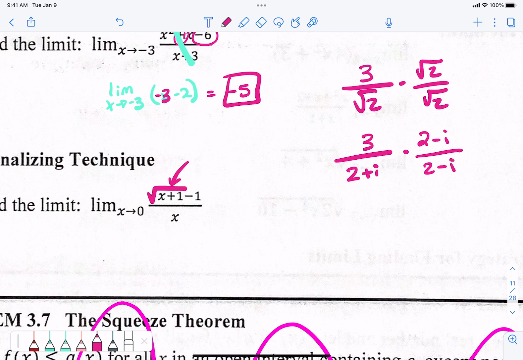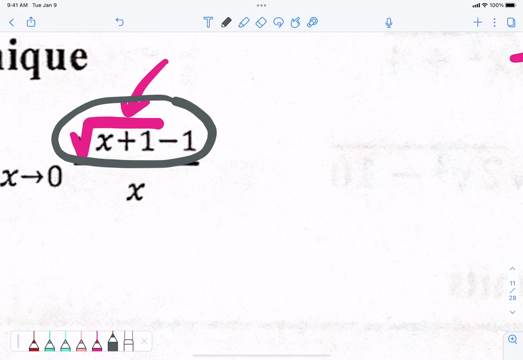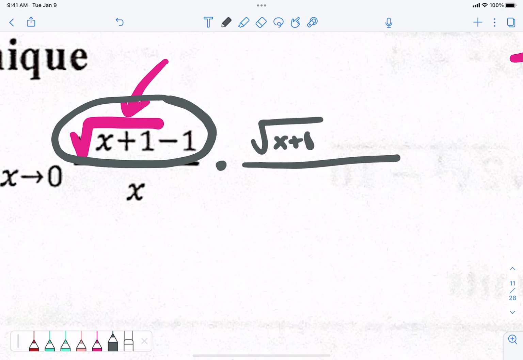This one is going to look a little foreign because we're not rationalizing the denominator. Here we're rationalizing the numerator. So what we're going to do is focus on the square root on the top, and rationalize based on that. I'm going to multiply by the square root of x plus 1 plus 1, instead of x plus 1 minus 1. I'm going to switch this minus to be a plus, okay?